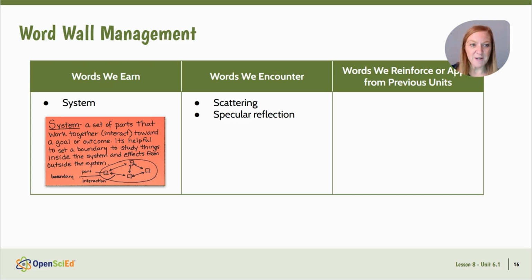And we do have a word that we earn in this lesson. It is system. We've talked about systems multiple times throughout the unit. This time we think we really got it, so we're adding that to our word wall. If you use those extension activities, you may encounter the words scattering and specular reflection, but those are not going to happen in the regular meat of this lesson.